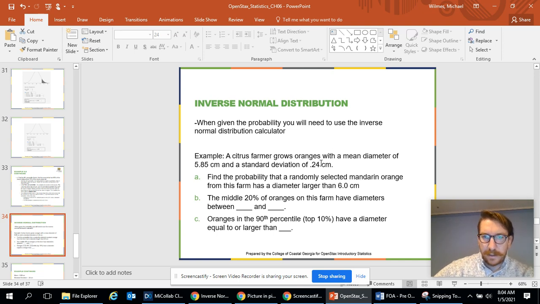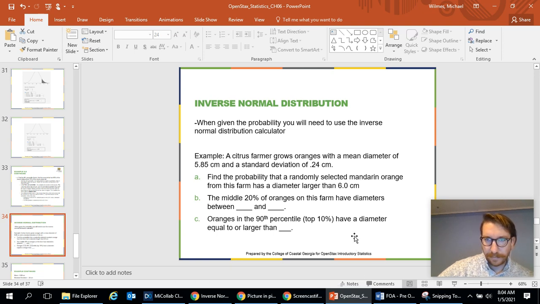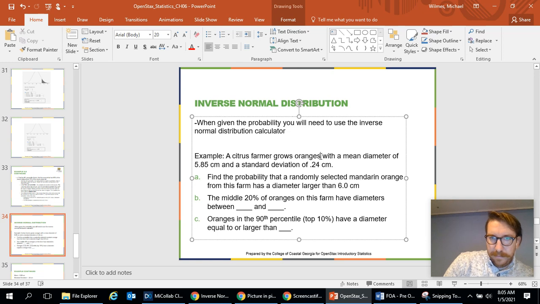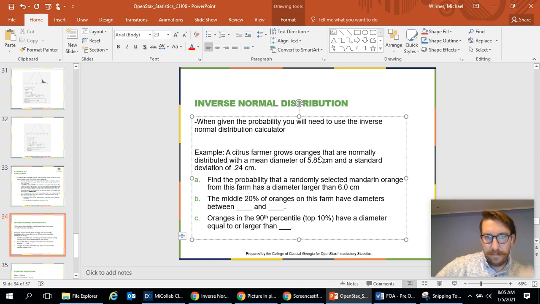A farmer grows oranges with a mean diameter of 5.85 centimeters and a standard deviation of 0.24. Find the probability that a randomly selected orange from this farm has a diameter larger than 6. So to do this, if they give us the mean, the standard deviation, they should also tell us that the farmer grows oranges that are normally distributed. There we go. So now we know that it's a normal distribution.